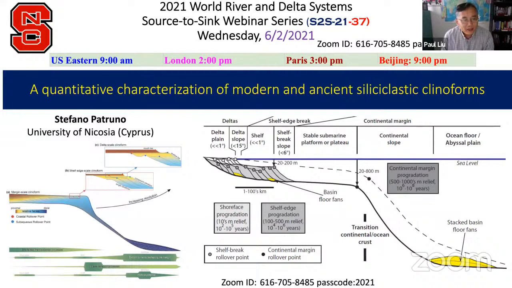Today, we invite Dr. and Professor Stefano Patruno from the University of Nicosia in Cyprus to talk about the clinoform. If you are in the sequence stratigraphy field, I guess you must already know that Dr. Patruno published some wonderful review papers starting from 2015 about the clinoform. I met him 3 or 4 years ago in London, 2017, I can't remember exactly, and later we met again in Vienna at the EGU. He has done a fantastic job helping us understand the clinoform: the stratigraphic structure, distribution, and the relationship with sea level.